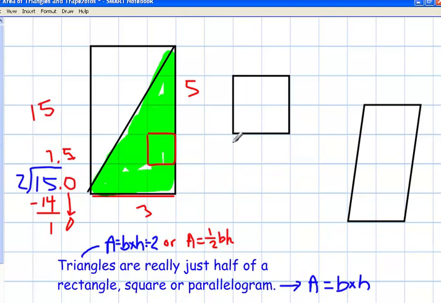If we take a look at this one, this is a square, right? 2 times 2 is 4. Let's pretend we're interested in half of it, and we're just interested in this piece right here. Wouldn't that be 2? Because the whole thing would be 4, so half of it would be 2.